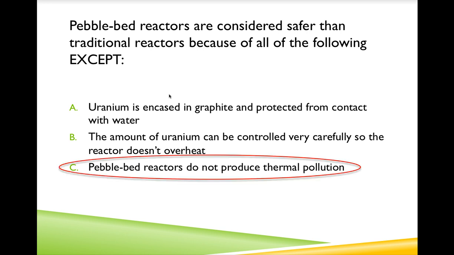So we're looking for the incorrect statement here. That's what all of the following except means. We're going to try and find the false statement. And pebble bed reactors do produce thermal pollution, just like every other nuclear reactor. We're still heating up a fluid, we're still boiling water, we still need to condense that steam back down to liquid, and that requires cold water, which means that we're producing thermal pollution along the way. The other two statements on the page, that the uranium is encased in graphite and the amount of uranium can be controlled very carefully, those are both true statements, so C is our correct answer.